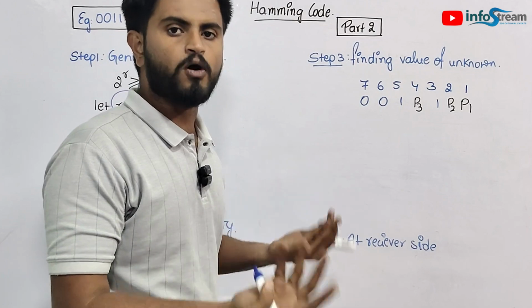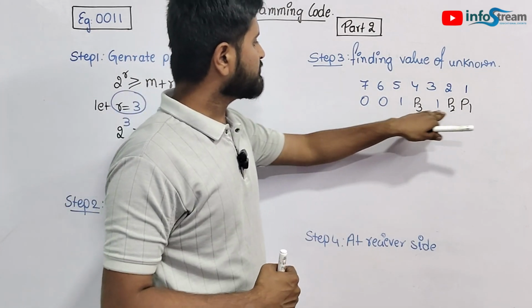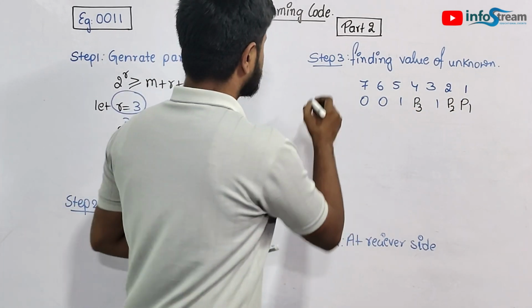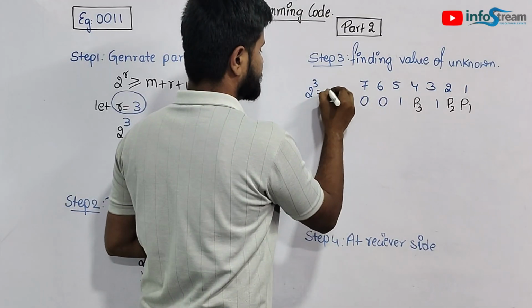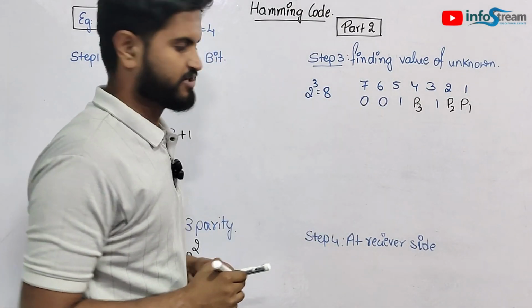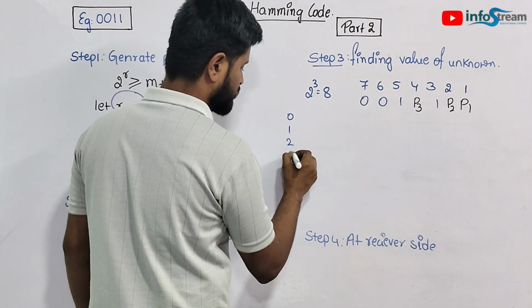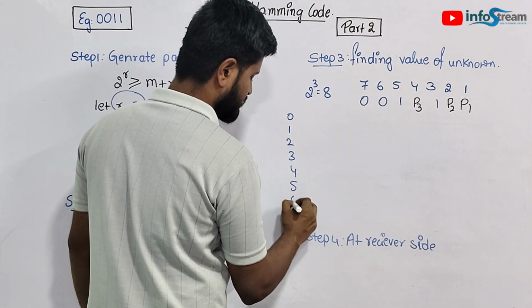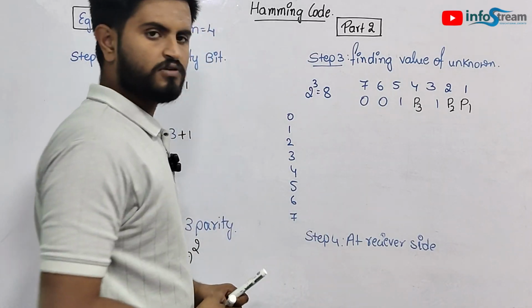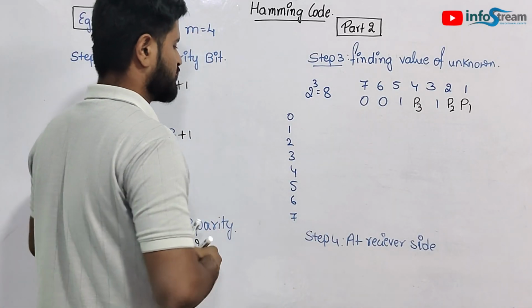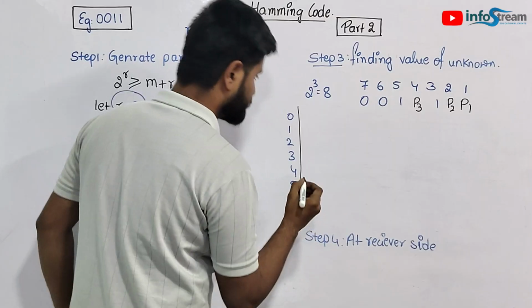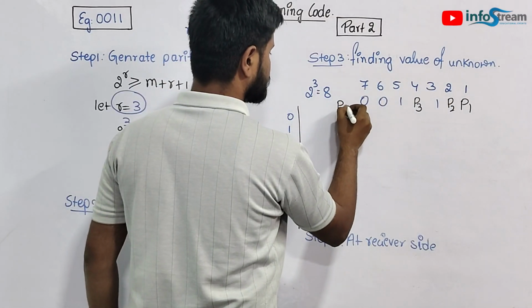Now if I want to find the value of P3, P2 and P1, we will be finding the possible combinations. Here we have 3 inputs. So 3 inputs means 2 power 3, so 8 combinations will be there. What are the 8 combinations? Let's start from 0: 1, 2, 3, 4, 5, 6, 7. So 0 to 7 means a total of 8 combinations. What are the inputs we are using?